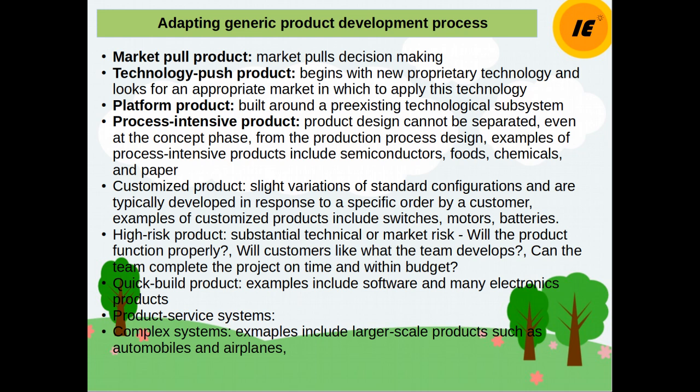Now, high risk product. There is a type of product which can be categorized as high risk. The product development process addresses many types of risk. This includes technical risk, will the product function properly; market risk, will customers like what the team develops; and budget and schedule risk, can the team complete the project on time and within budget. High risk products are those that entail unusually large uncertainty related to the technology or market, so that there is a substantial technical or market risk.